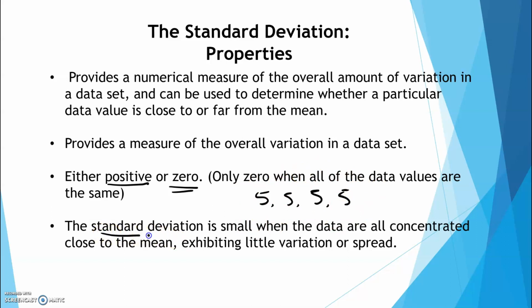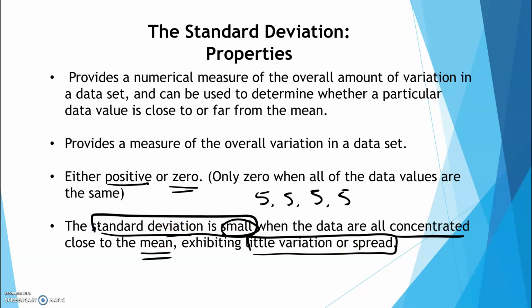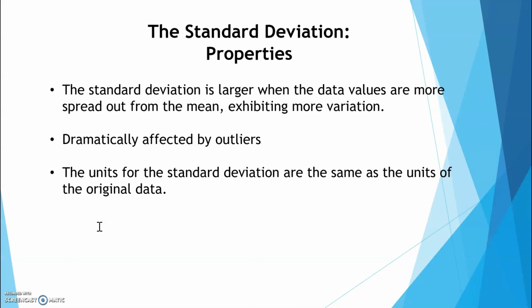Okay, now your standard deviation is going to be small when your data values are really close or concentrated to the mean. So that means that you have little variation or little spread. So if you've got little variation or little spread, then your standard deviation will also be small. So they go hand in hand with each other. On the flip side, if your standard deviation is large, then that means that your data is going to be more spread out from the mean, which means that you'll have more variation. So more variation or more spread means you're going to have a larger standard deviation.